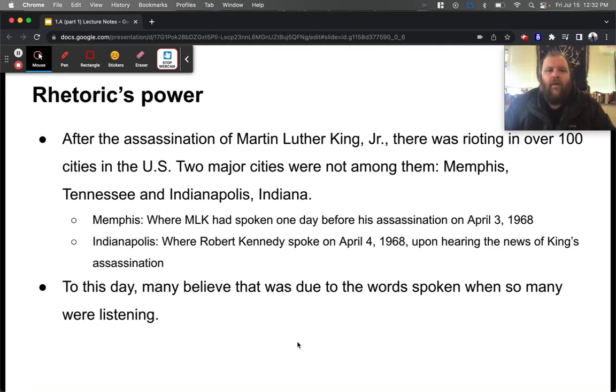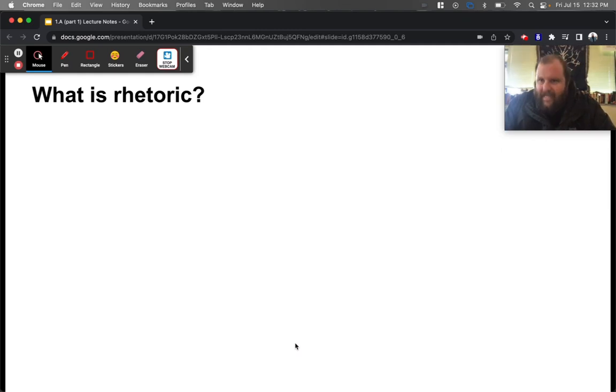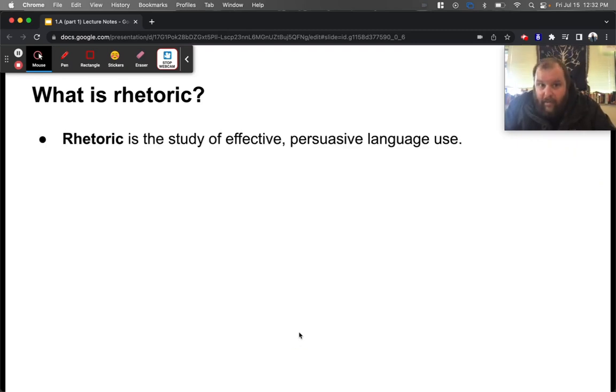So rhetoric has power. Now, what is it? Like if we need a definition for this, and we're agreeing that it has power, what is it? Rhetoric is the study of effective, persuasive language use. All right, effective, persuasive language use. I was just using rhetoric. I was trying to convince you that rhetoric has power and that it's important and it's worth studying.